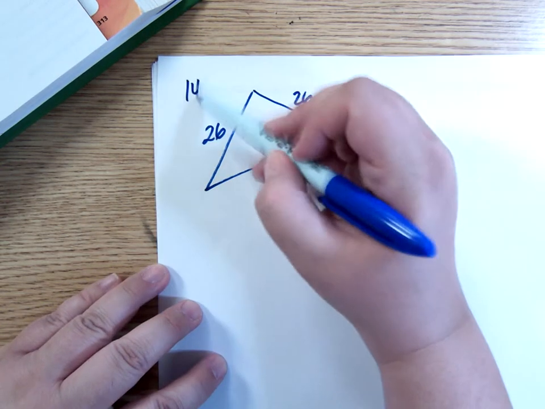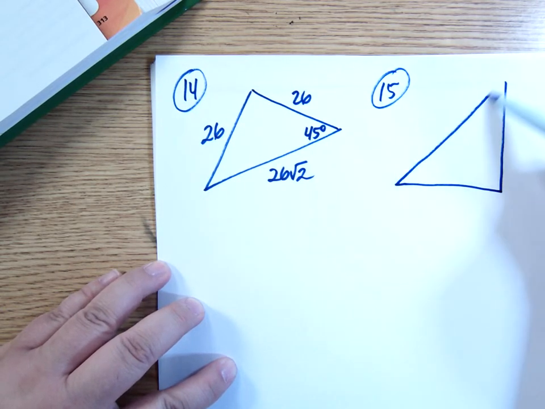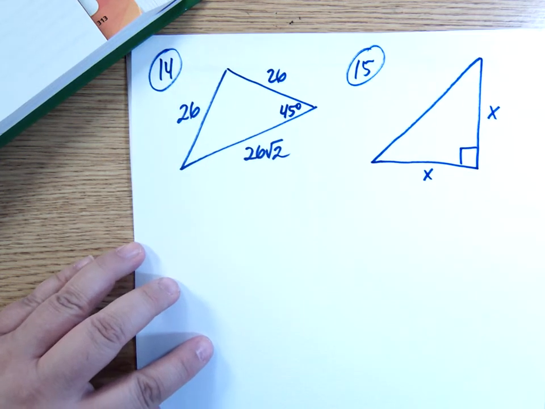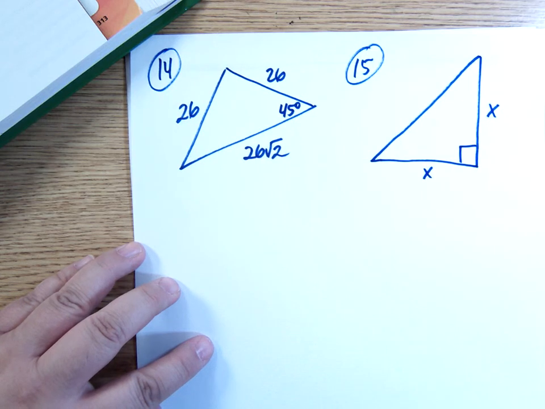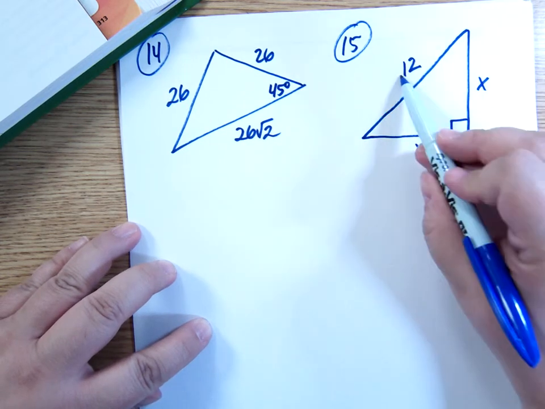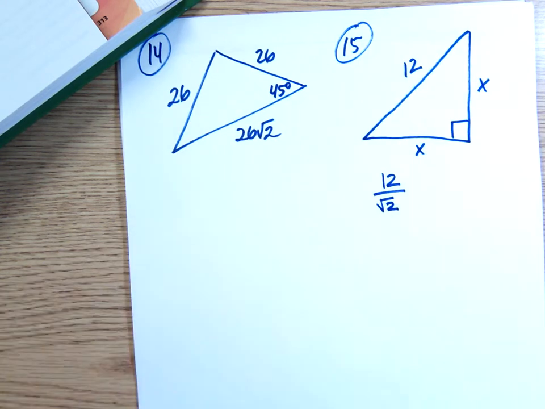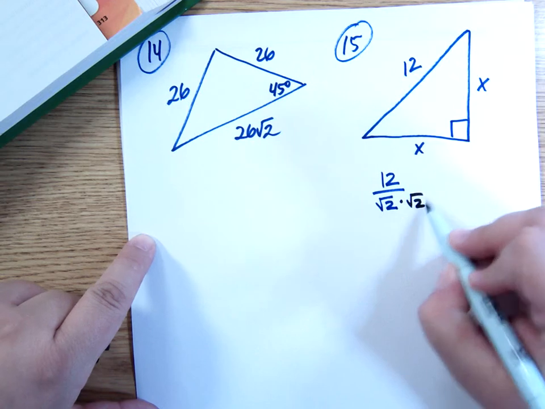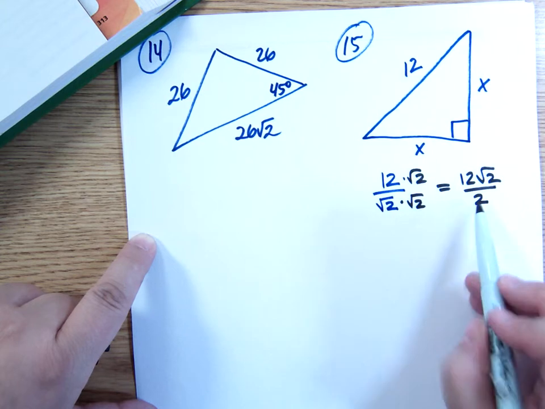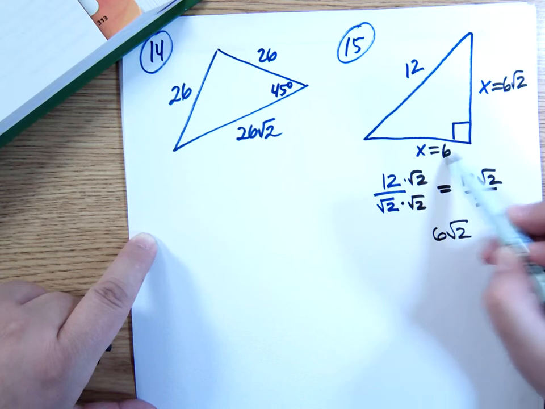That's number 14. Number 15, also a 45, 45, 90. I know that because it's a right triangle and the two legs are the same. Every right isosceles triangle is a 45, 45, 90 triangle. So in this particular one, I know that the hypotenuse is 12. And I'm going from bigger to smaller, so I'm going to divide by that magic number, which is square root of 2, to get the legs. Now I just have to write it in the correct form. 12 divided by 2 is 6. So I get 6 root 2 for both legs.